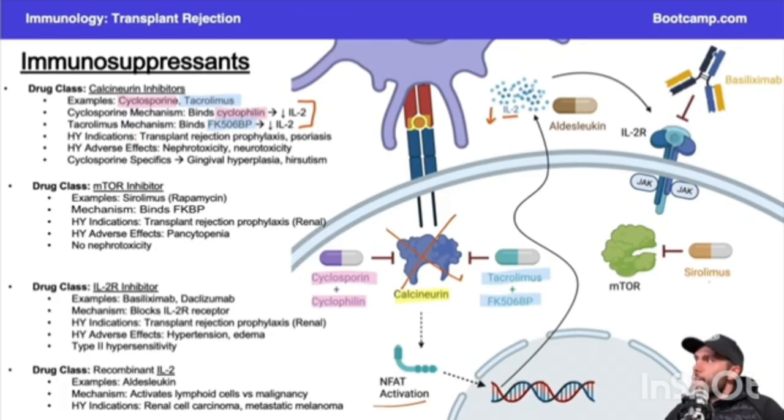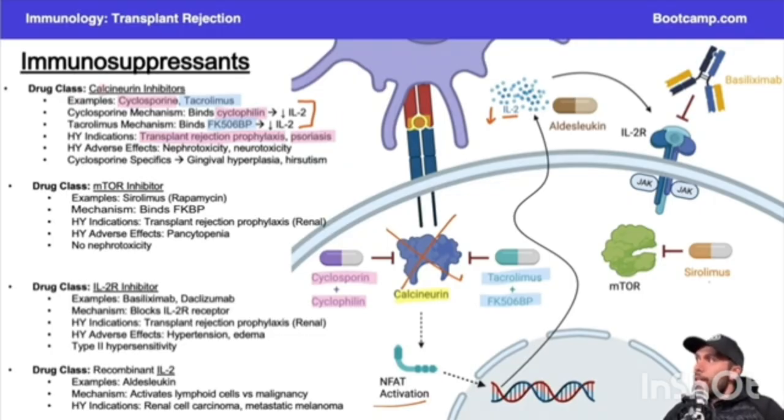Now, when would you use this? Well, if you wanted to do some kind of immunosuppression, right? So immunosuppression being transplant rejection prophylaxis, preventing transplant rejection. You can also see it used in psoriasis. These are the big two. Now, I want to say that this is not an exhaustive list of immunosuppressants, and it's not an exhaustive list of indications or adverse effects. It's really just the high yield stuff, right? This is the big stuff that you want to know.